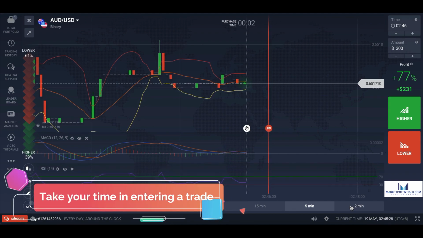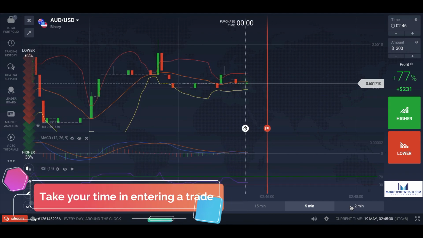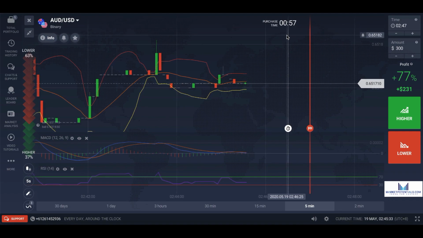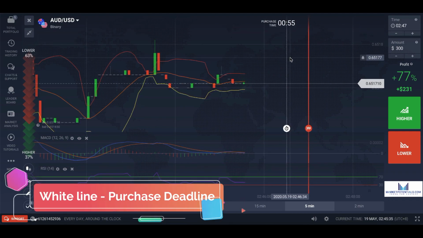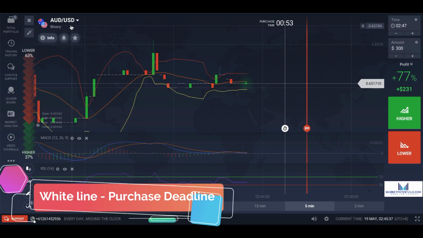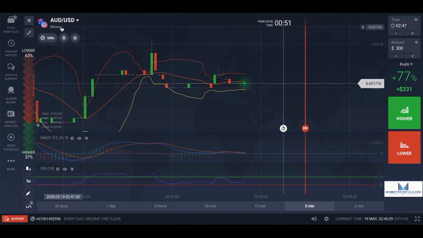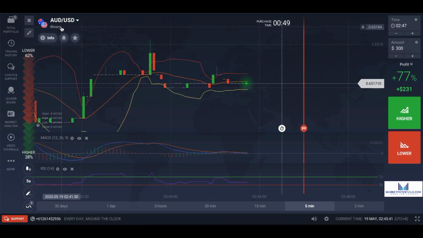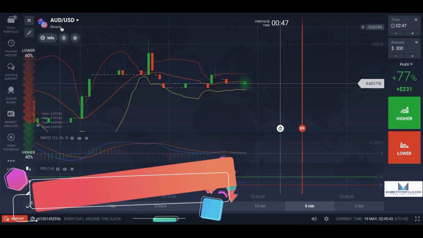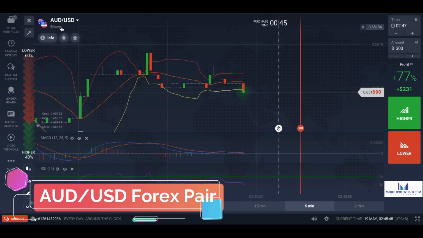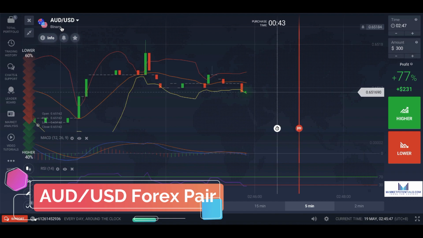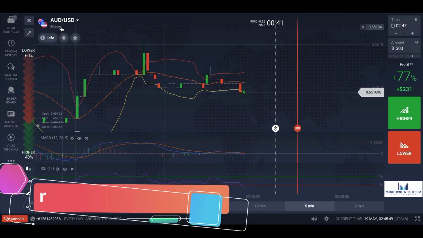Okay, so basically the white line here that you see counting down, flashing earlier, is the purchase deadline. Now, I did say I'm trading the Australian dollar and the US dollar, but that's a conventional forex pair. For those of you who know, it's a currency pair, the Australian dollar and the US dollar. But I'm going to be trading it with binary options.